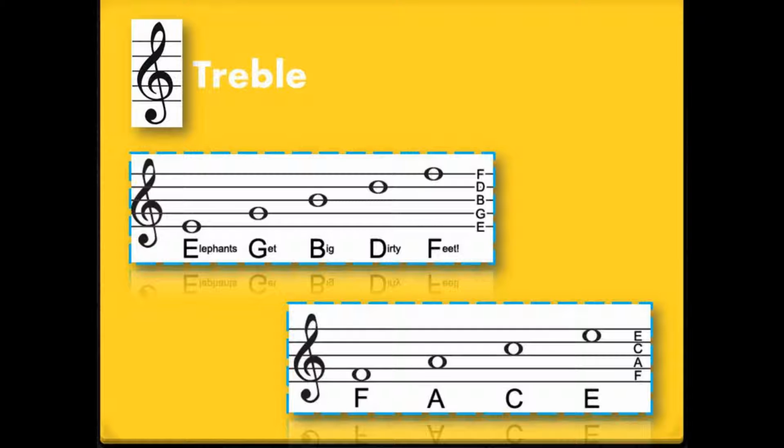An easy way to remember the lines of the treble clef is to use this saying: elephants get big, dirty feet. The spaces of the treble clef from the bottom to the top are F, A, C, and E. An easy way of remembering the spaces of the treble clef is to remember the word face.